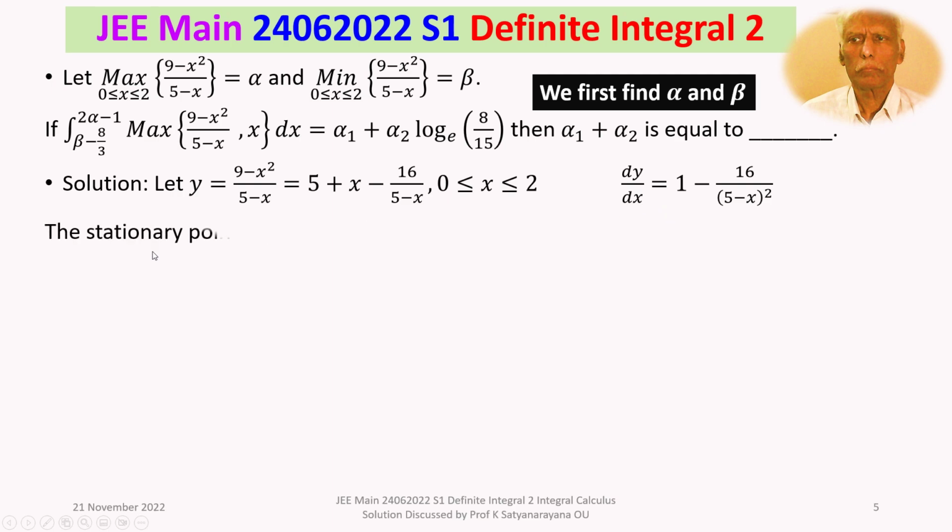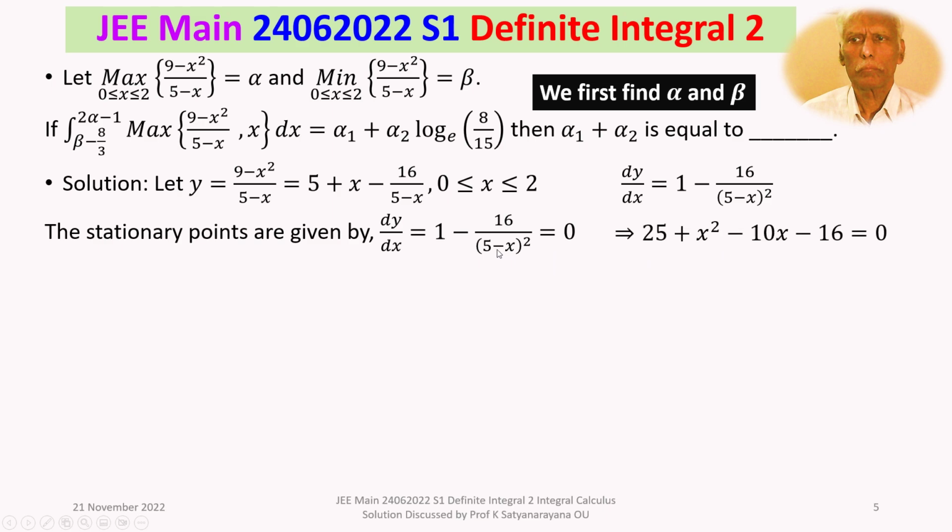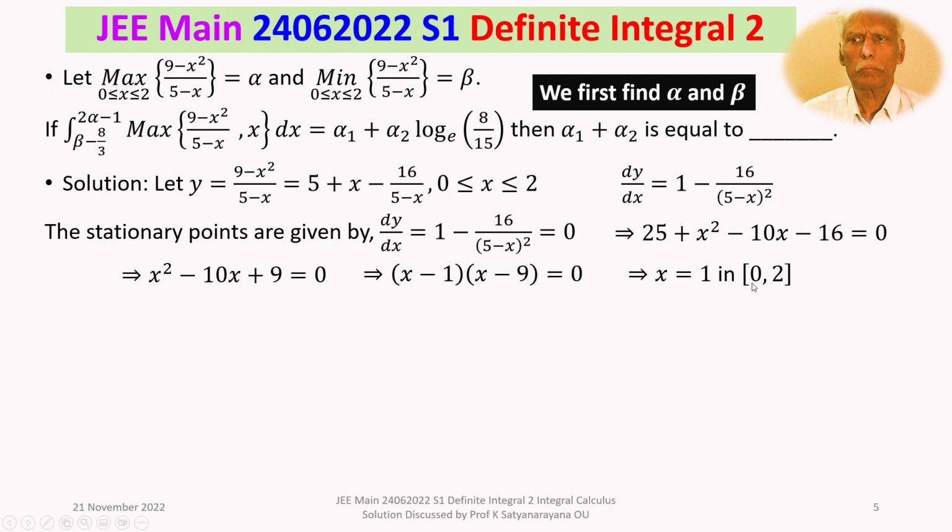The stationary points are given by dy by dx is equal to 0, that is 1 minus 16 by (5 minus x) whole square is 0. We take the LCM and simplify, then factorize, and we get (x minus 1) into (x minus 9) is equal to 0. So x is equal to 1 lies in the closed interval 0 to 2, whereas 9 is rejected because it does not belong to the closed interval 0 to 2. So that is the one stationary point, the critical point, we got.